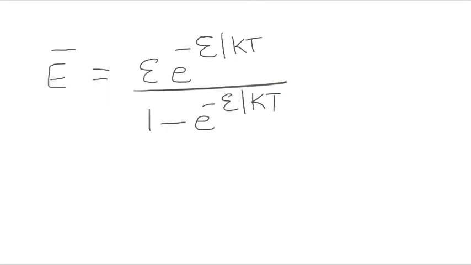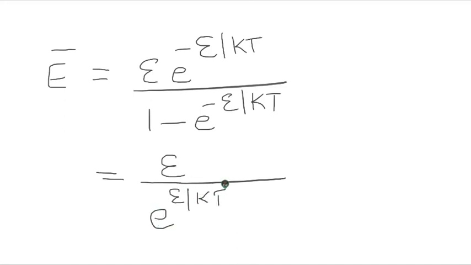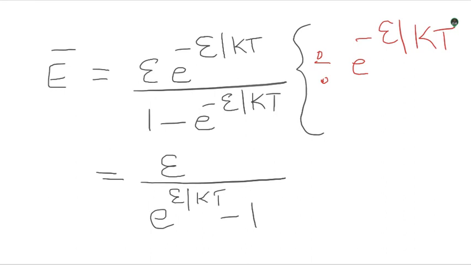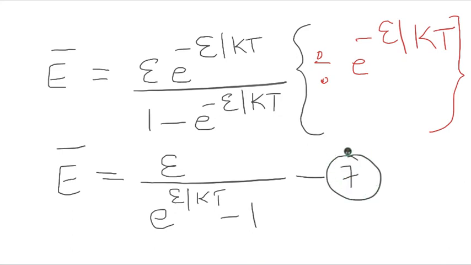Now divide numerator and denominator by this term e raised to minus epsilon by kt. When dividing the numerator, that gets cancelled and only epsilon remains. In the denominator, 1 by e raised to minus epsilon by kt becomes e raised to plus epsilon by kt, and the minus term, dividing by the same e raised to minus epsilon by kt, gives minus 1. Let me write here for your information that we have divided the numerator as well as the denominator by e raised to minus epsilon by kt. Then you will get E bar is equal to epsilon by e raised to epsilon by kt minus 1. We'll put this as equation number 7. So we got the average energy expression also.